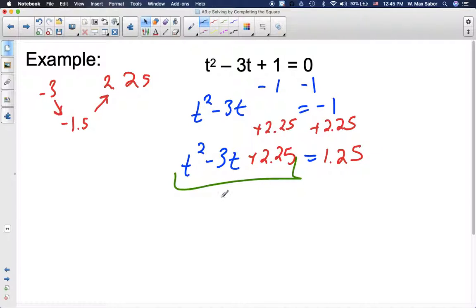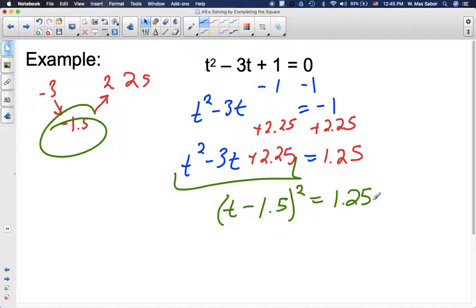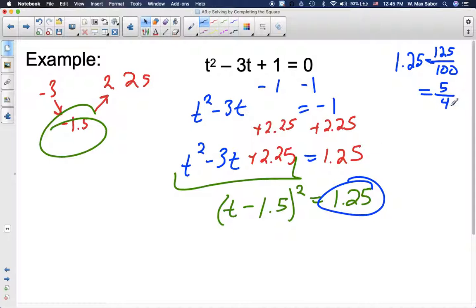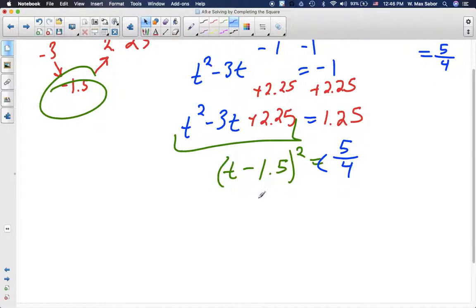Now we have to identify the square. T minus 1.5 squared, again that's from here, equals 1.25. Now we take the square root of both sides. This is where it's nicer to write 1.25 as a fraction. 1.25 is the same thing as 125 hundredths, which is the same thing as 5 fourths. So I'm going to replace this with 5 fourths because it's going to be easier to take the square root of that than the square root of 1.25.